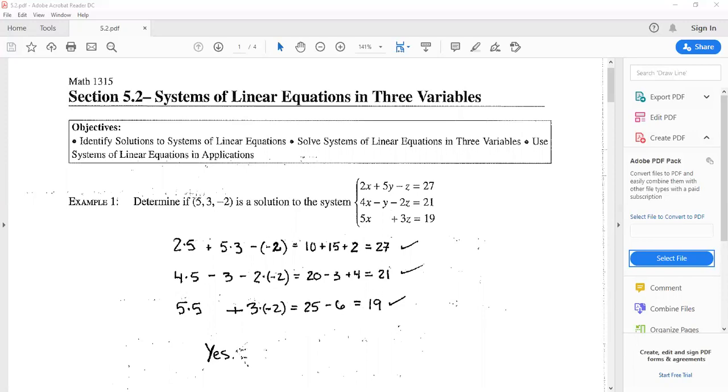So this triple of x, y, and z is a simultaneous solution to all three of these equations. So yes, it is a solution to this system of equations.